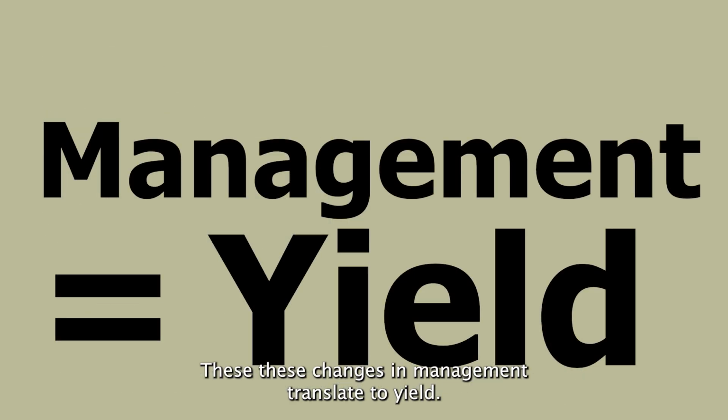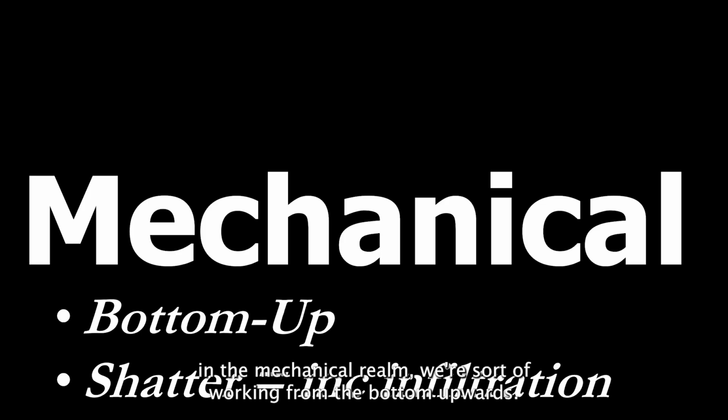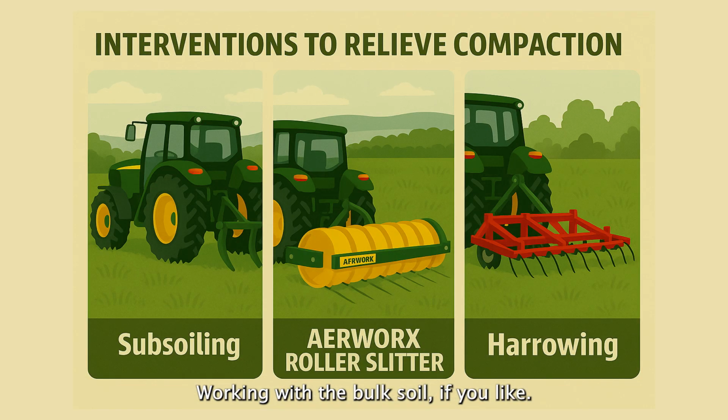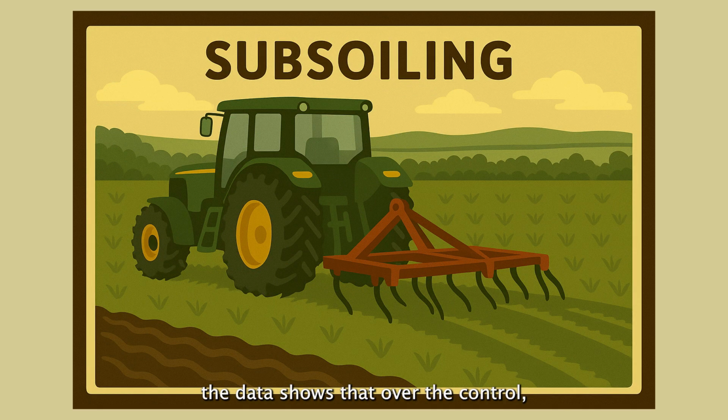These changes in management translate to yield, or really we should say they translate to stocking rate. In the mechanical realm, we're working from the bottom upwards, yeah? Working with the bulk soil, if you like. And we're looking at interventions like subsoiling, for example. The data shows that over the control, all treatments increase infiltration, yeah? And all increase dry matter production.